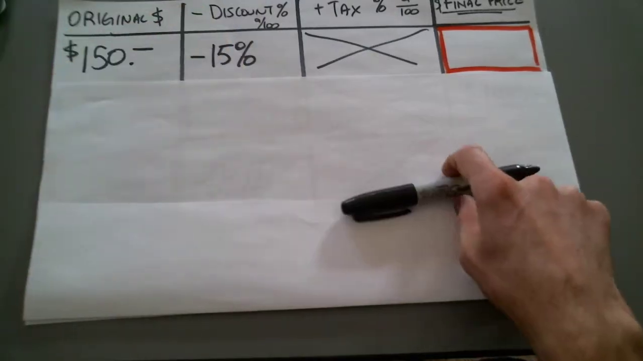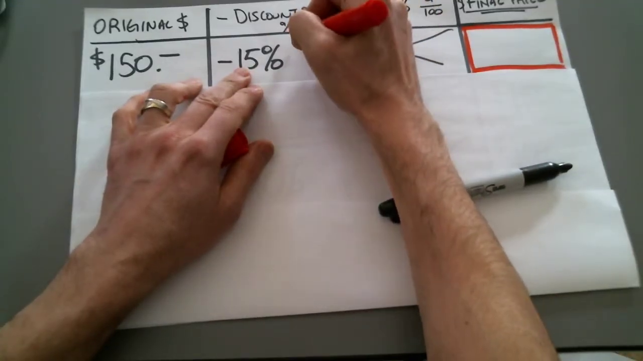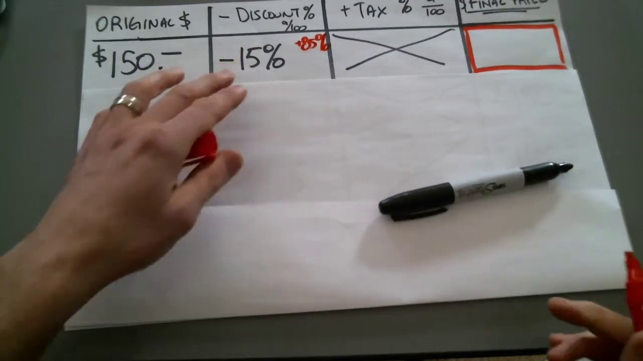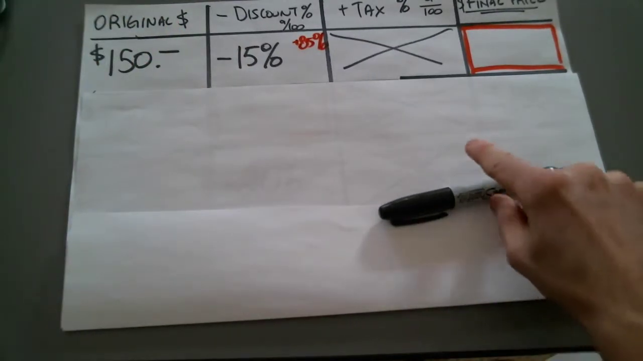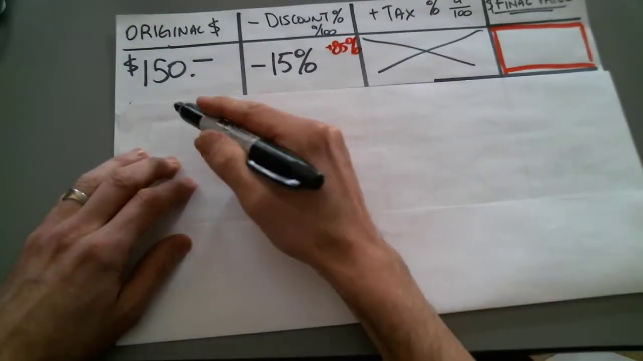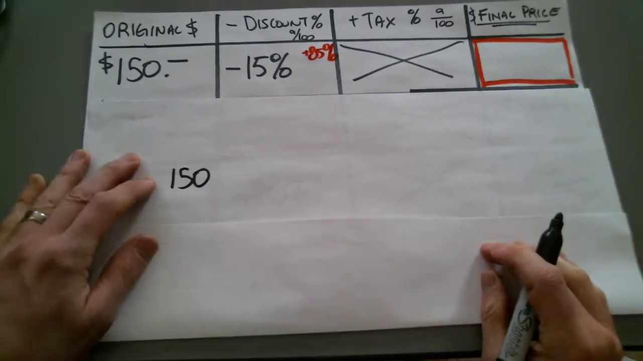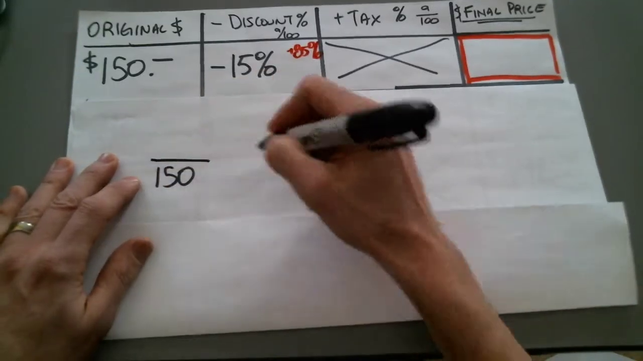What I like to do right off the bat is actually go through. If I have a 15% discount, that means I am actually paying 85% of the total cost. So that's something I do because it makes my life a little easier the way I do it. You do it how you want though. So my original price is 150. We're just going to start to set up our ratios. What am I looking for? I'm looking for the final price. So the final price is going to be a discounted price.